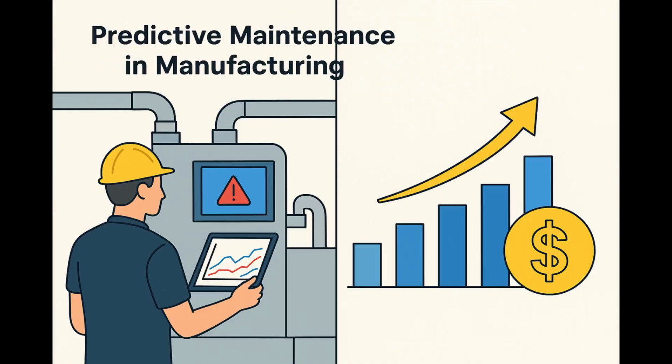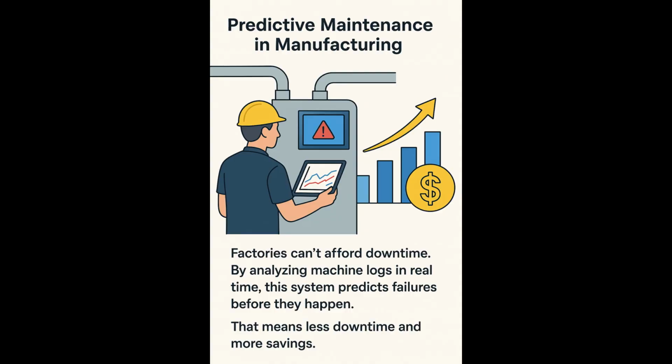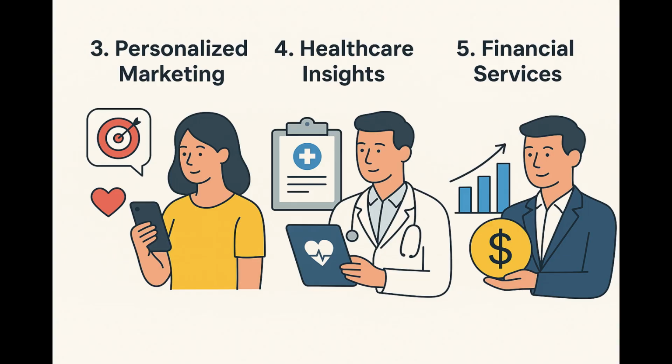And the predictive maintenance in manufacturing. Factories can't afford downtime, okay? By analyzing machine logs in real time, this system predicts failures before they happen. That means less downtime and more savings. Companies like Trotec and Hatchworks rely on this. And personalized marketing, healthcare insights, financial services also we have.